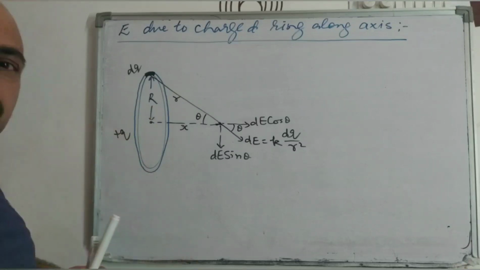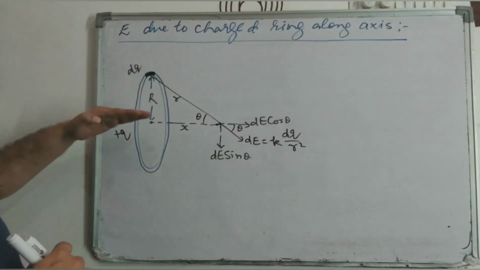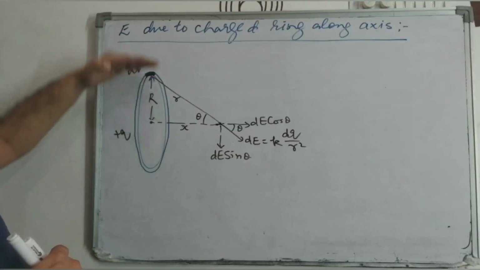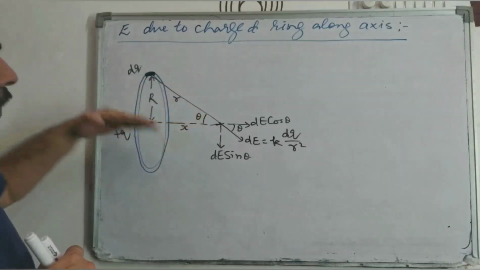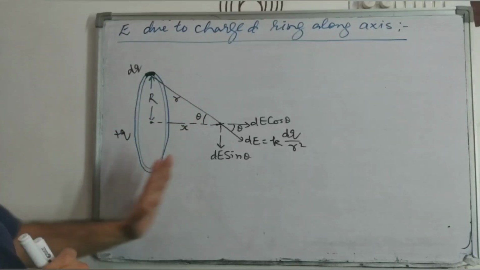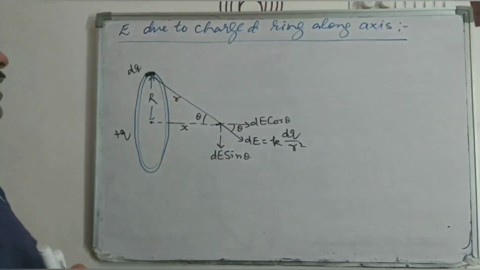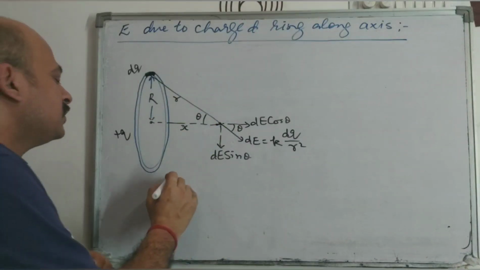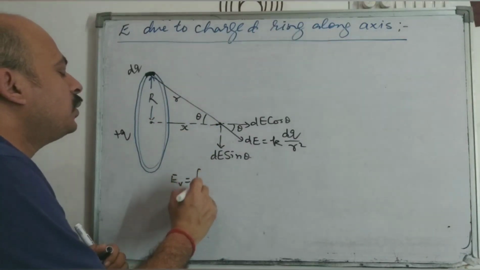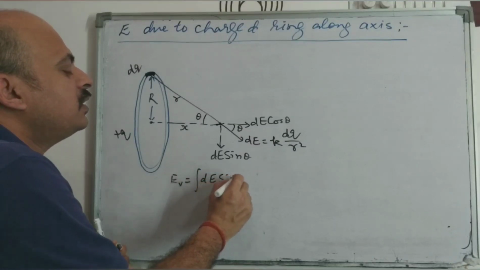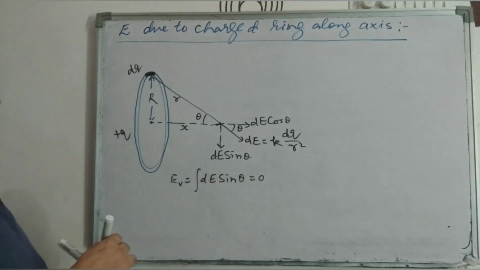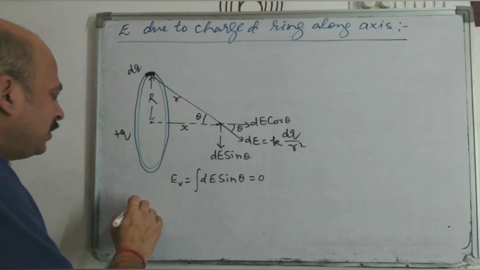The first half will give electric field downward, and the lower half definitely will give electric field upward. So the resultant electric field along vertical, E vertical, will be equal to the integration of dE sin theta, and that will be equal to 0. What about the horizontal component?